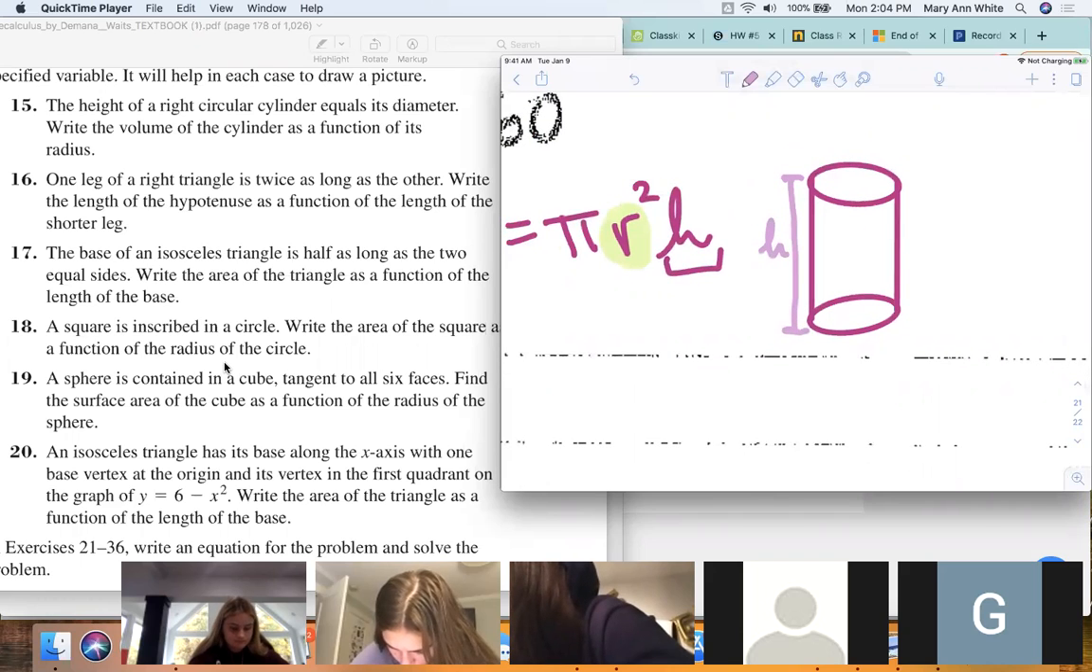And then it says its height equals its diameter. Well, we know diameter is the distance between two points of a circle that goes through the center. So diameter and height are the same thing.